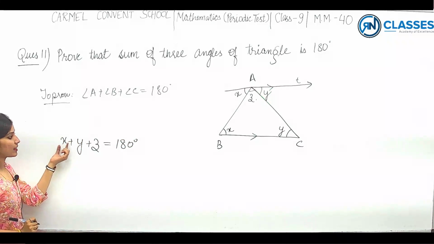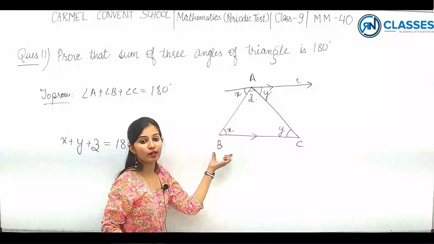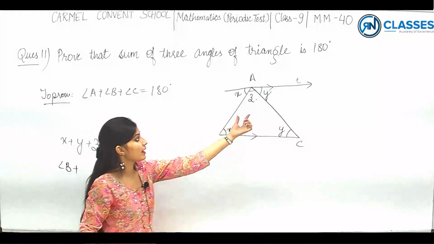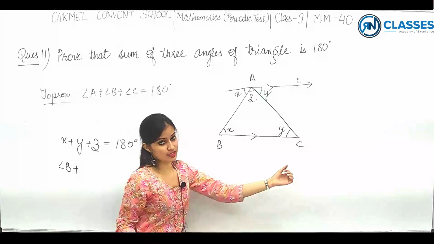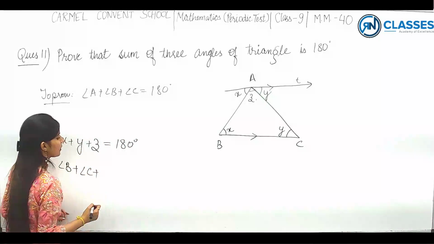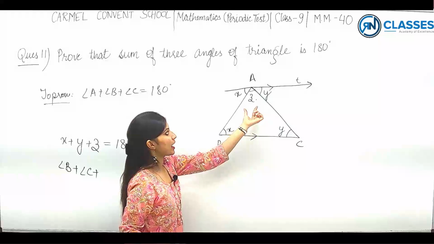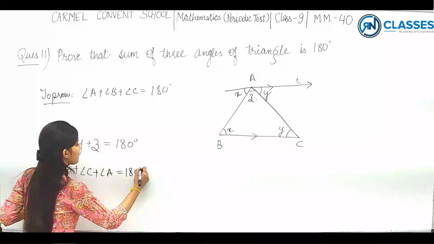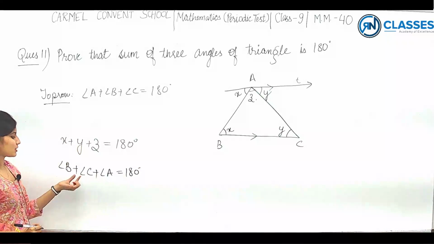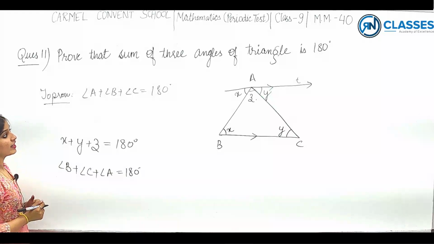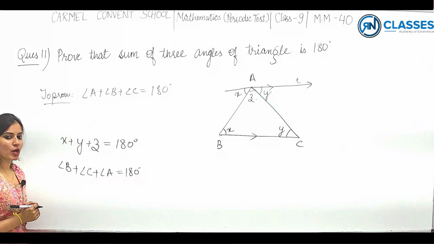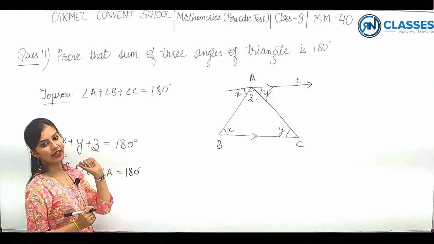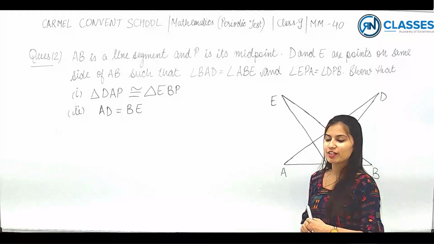Right? x is actually angle B, plus y is actually angle C, and z is actually angle A. So we got that A plus B plus C is equal to 180 degree. In fact, this is called angle sum property of a triangle, that sum of the three angles of a triangle is 180 degree.